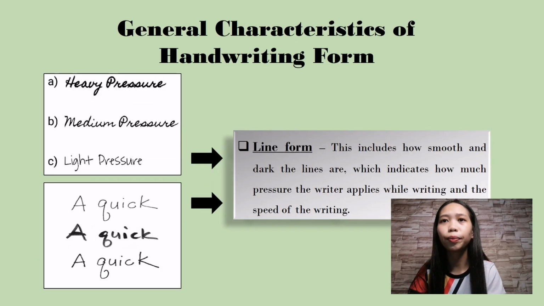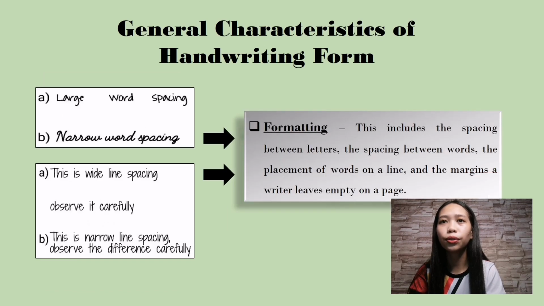Next is the line form. This includes how smooth and dark the lines are, which indicates how much pressure the writer applies while writing and the speed of the writing. So again, as you can see on your screen, there are pictures presented there. So you can see really if the writer is applying heavy pressure, medium pressure, or light pressure on those pictures, right?